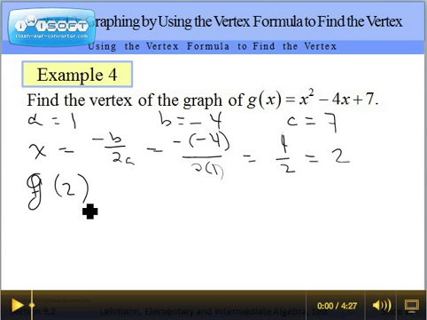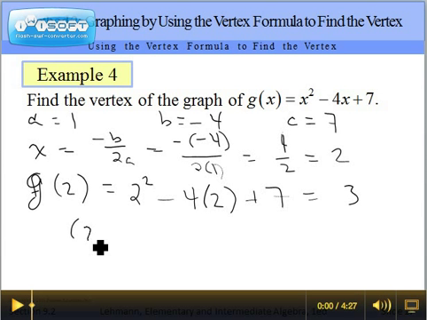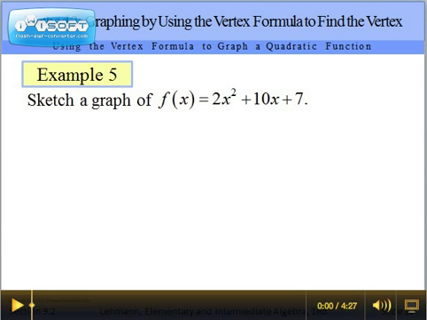So g of 2 is going to be equal to 2 squared minus 4 times 2 plus 7. So this is going to be equal to 3. So the vertex is 2, 3. And that's all we were looking for in this example. So now we'll try to sketch a graph using method 2.